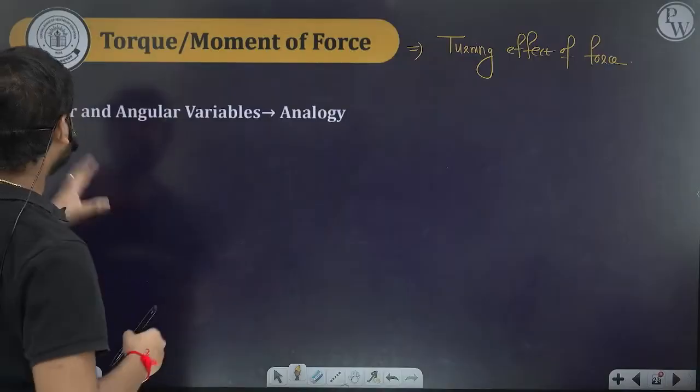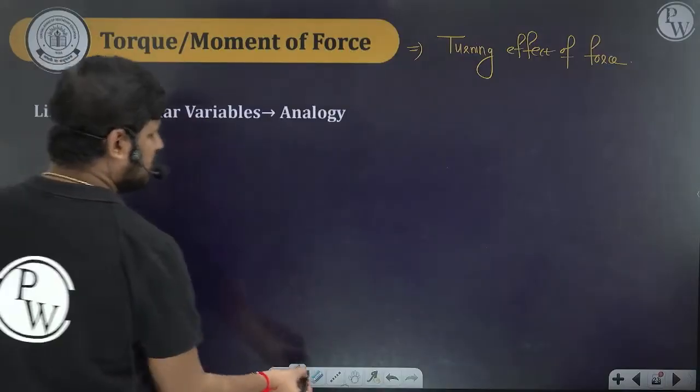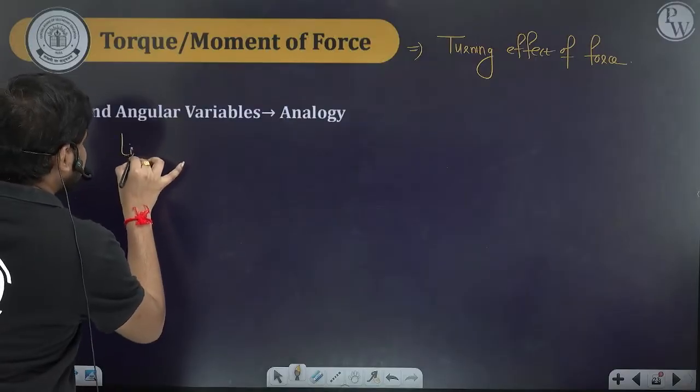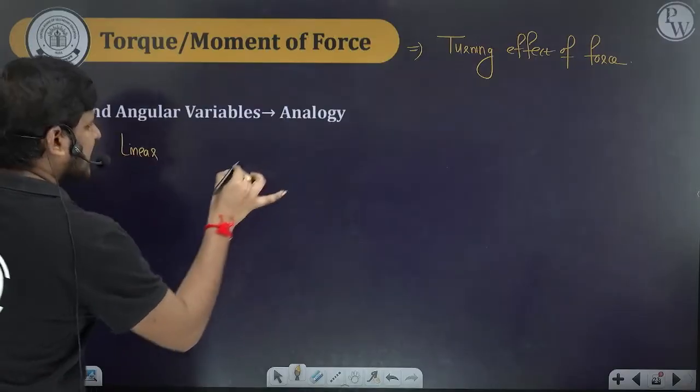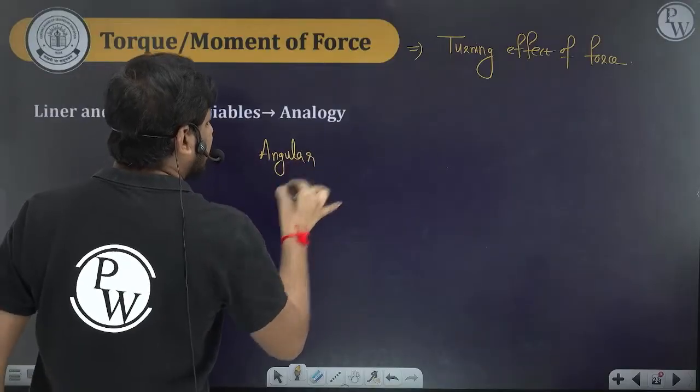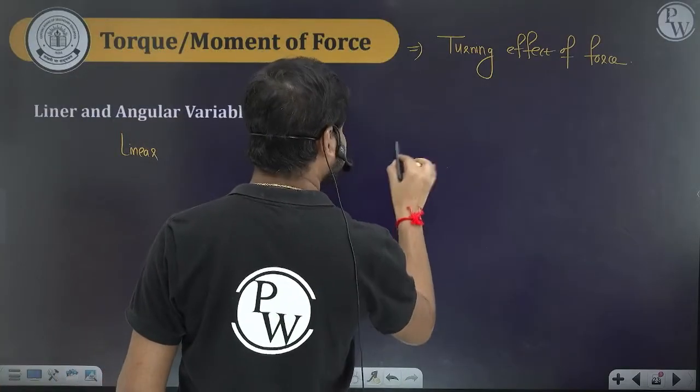Okay. So now can we do the analogy between the linear terms and angular terms? See here, let's write. The linear term here and then the angular term here, just to have the idea. And then let's write the relation between them also.